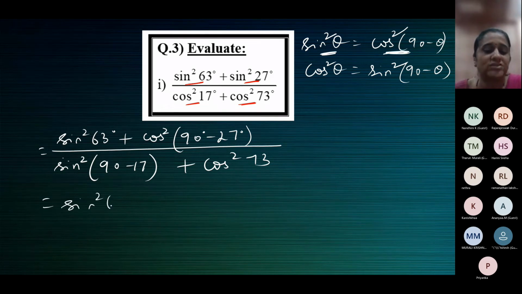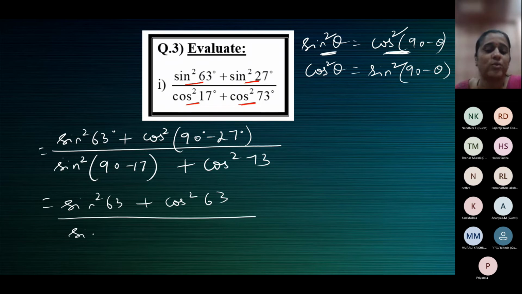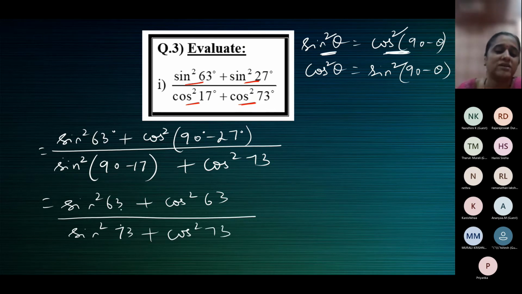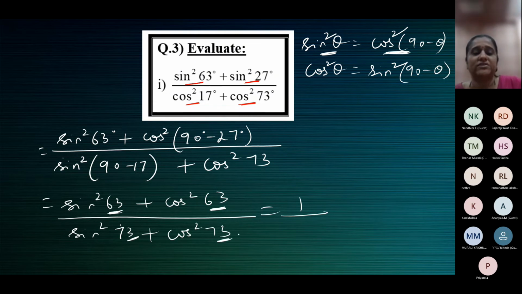So sine square 63 degrees plus cos square 90 minus 27, which is 63, divided by sine square 73, 90 minus 17 is 73, plus cos square 73. So it's like sine square theta plus cos square theta. See, the angle is the same, 63, 63. So it's 1, and the angle is the same, 73, 73, sine square theta plus cos square theta, 1 by 1, which is 1.